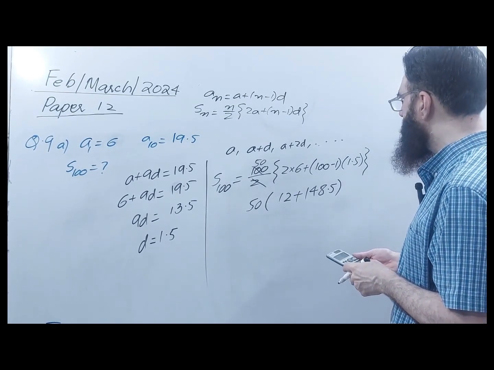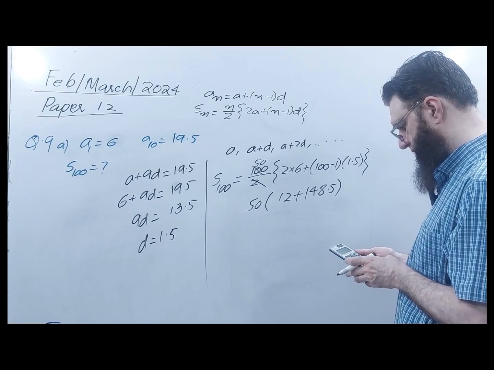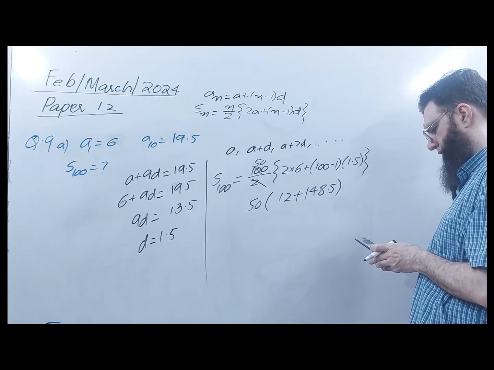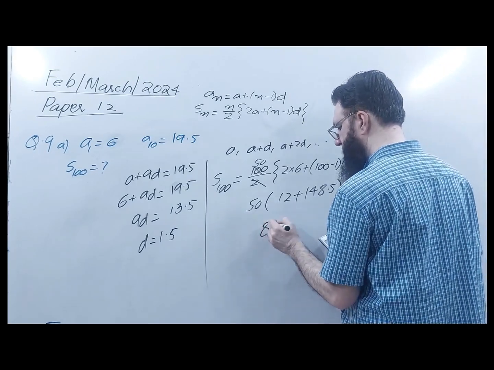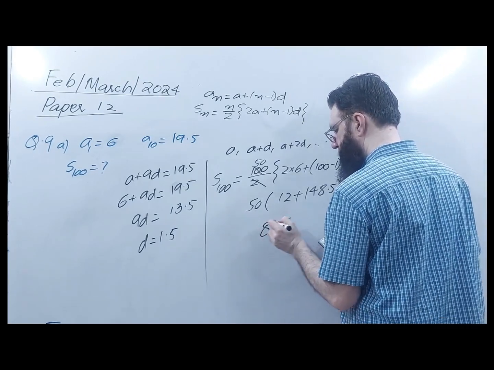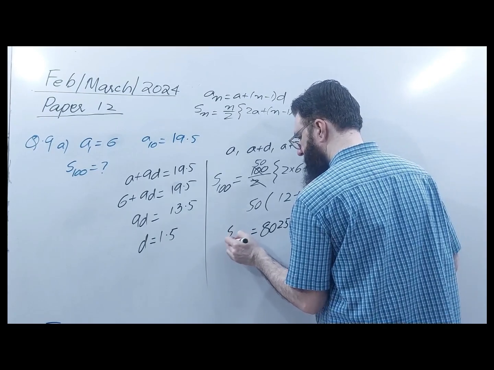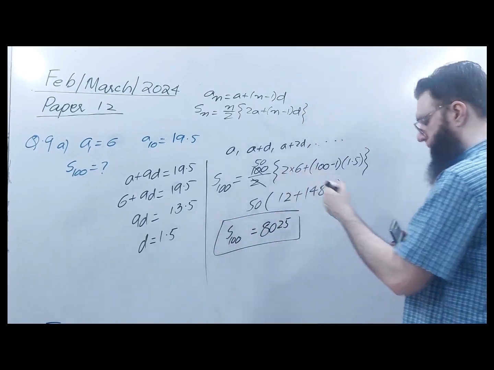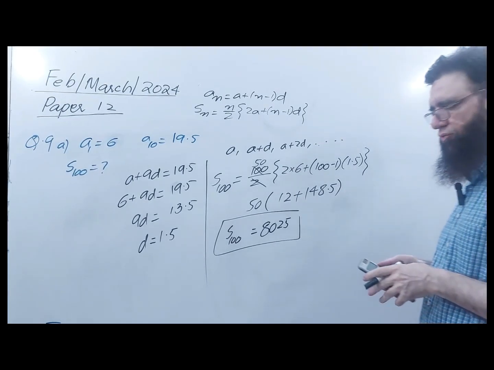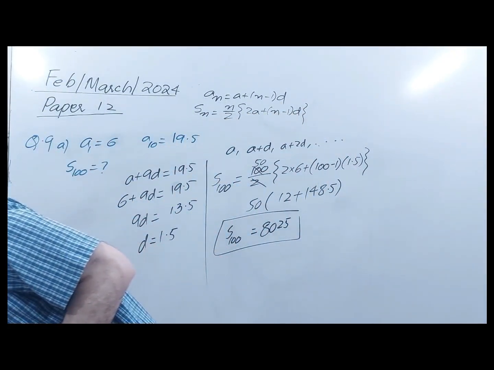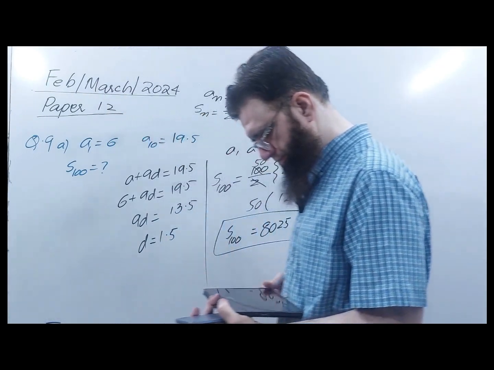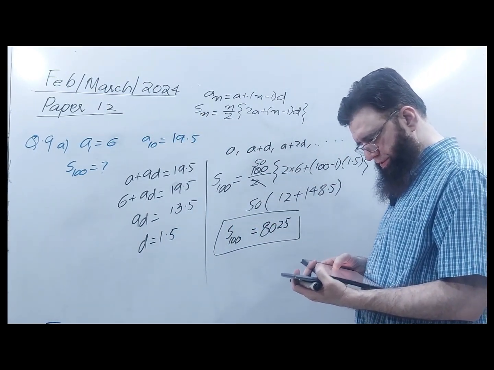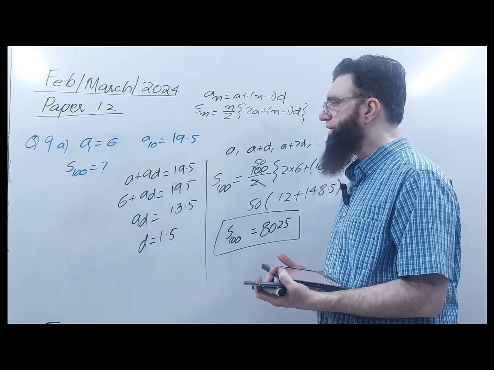So 99 times 1.5 plus 12, into 50. Now this gives me 8025. This is the sum of 100 terms of this particular arithmetic sequence. It was a 4-mark question and a simpler one. So you see, this was part A of question number 8. We move to the next part.